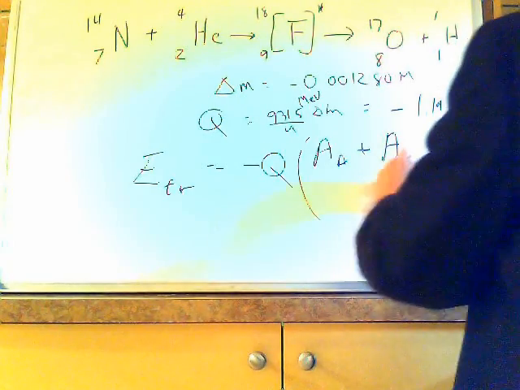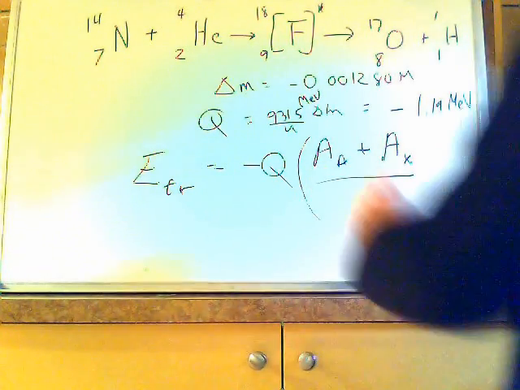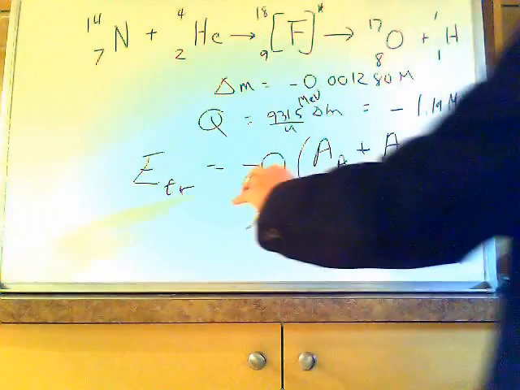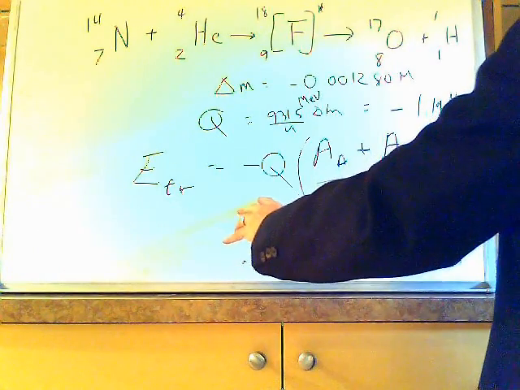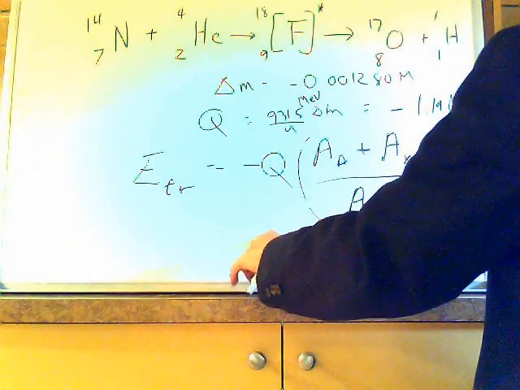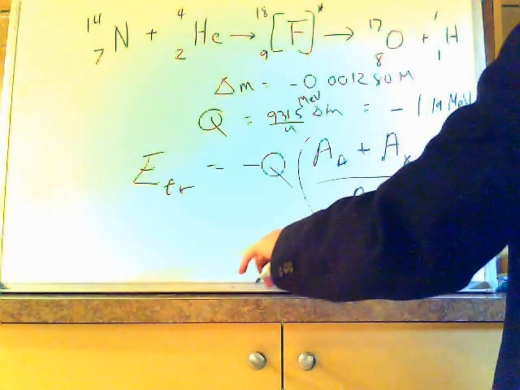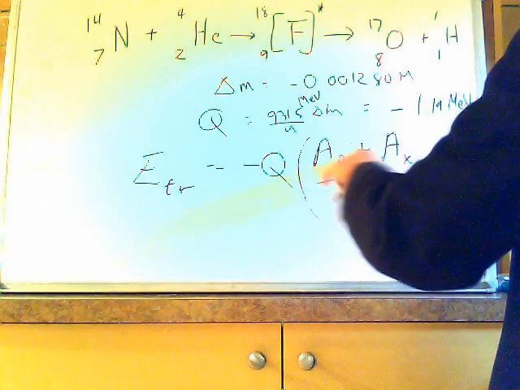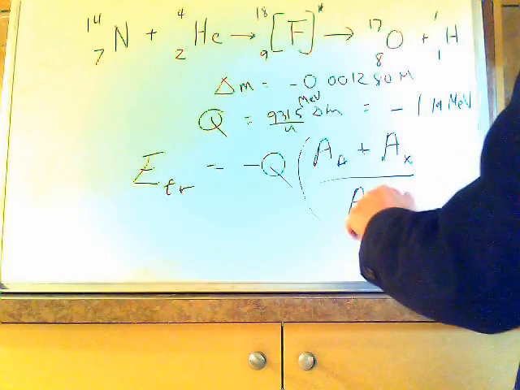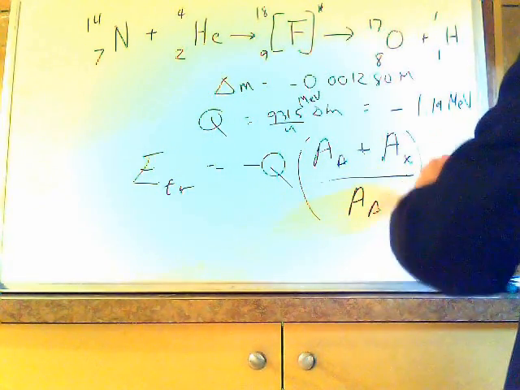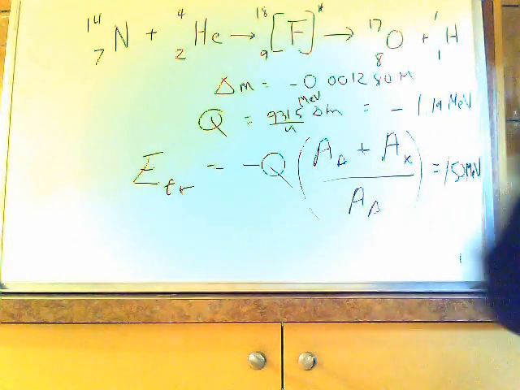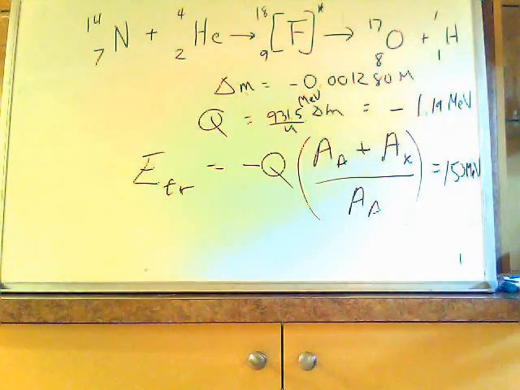That's our projectile, divided by A sub A. And when we do that, we substitute everything in there. We get, for Q, we've already calculated that. Minus 1.19 is plus 1.19. So we're going to have 1.19 million electron volts times 14 plus 4, that's 18 over 14. And when we put all that together, we're going to find out that that's going to be equal to 1.53 million electron volts. This is what we call the threshold energy.